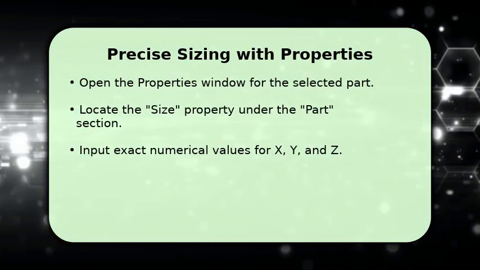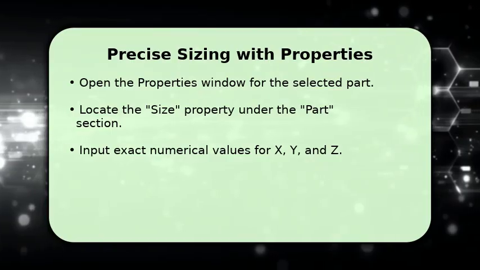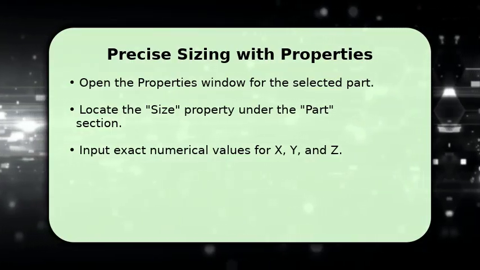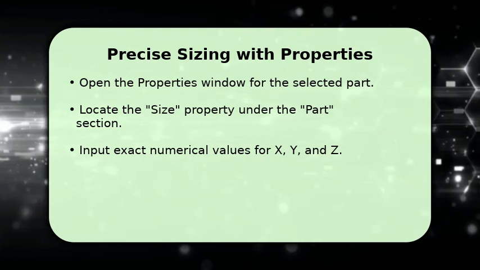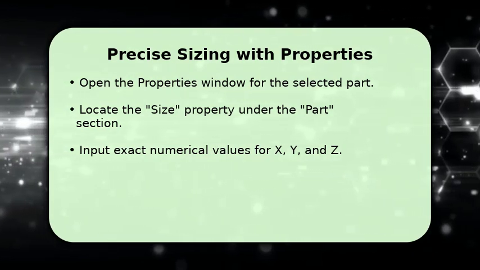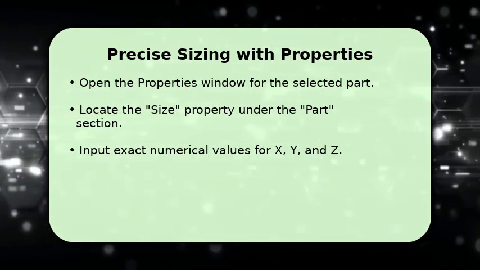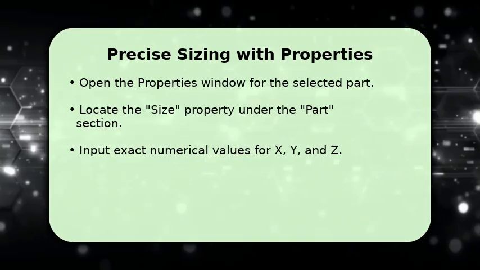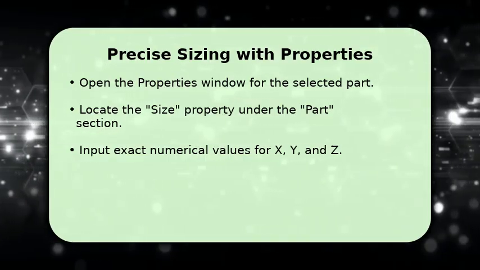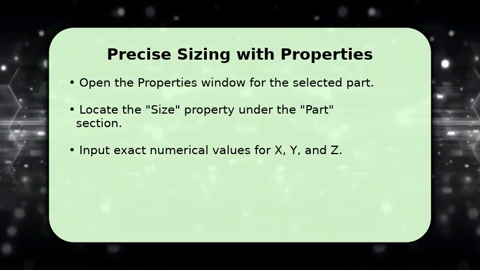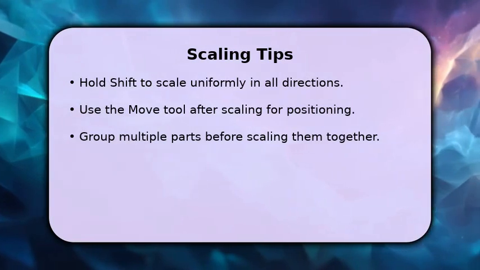For more precise control, you can use the Properties window. Select your block and open the Properties panel, usually located on the right side of your screen. Scroll down to find the Size property within the Parts section. Here, you can input exact numerical values for the x, y, and z dimensions, ensuring your block is the perfect size for your build. Here are a few helpful tips for scaling.